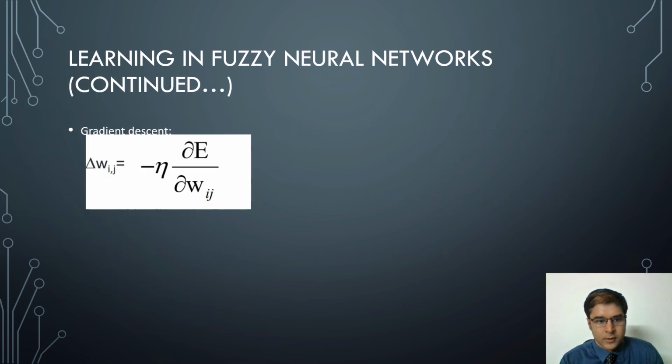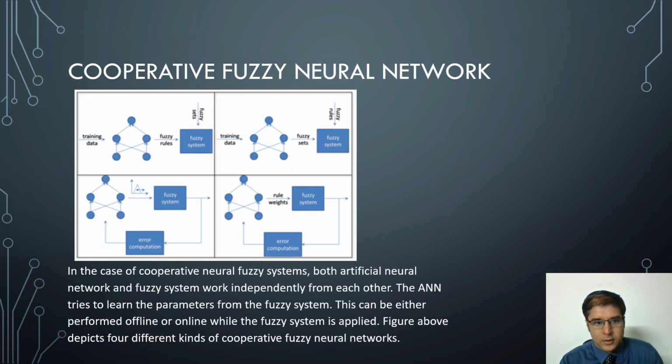Similarly, we can use the gradient descent algorithm in fuzzy neural networks as well, using the learning rate eta. We can change del w accordingly. Now we'll see some types of fuzzy neural networks, or specifically the cooperative fuzzy neural network.